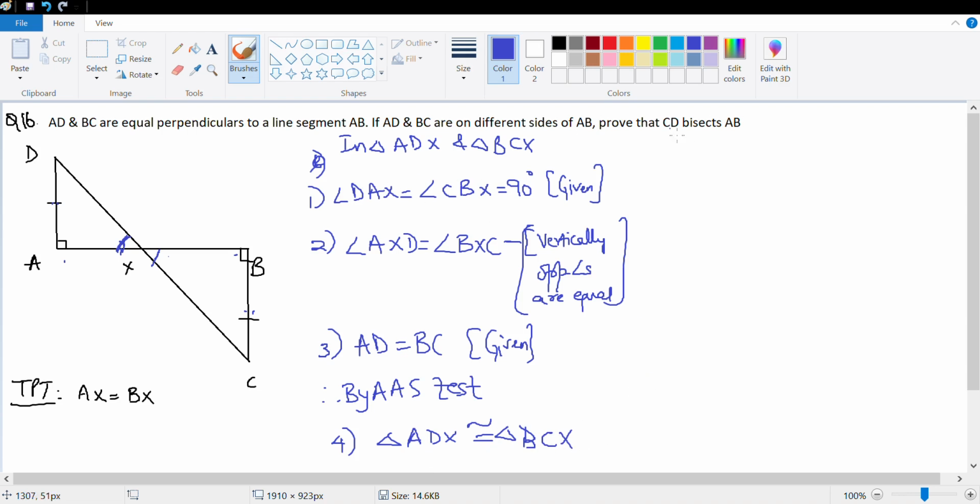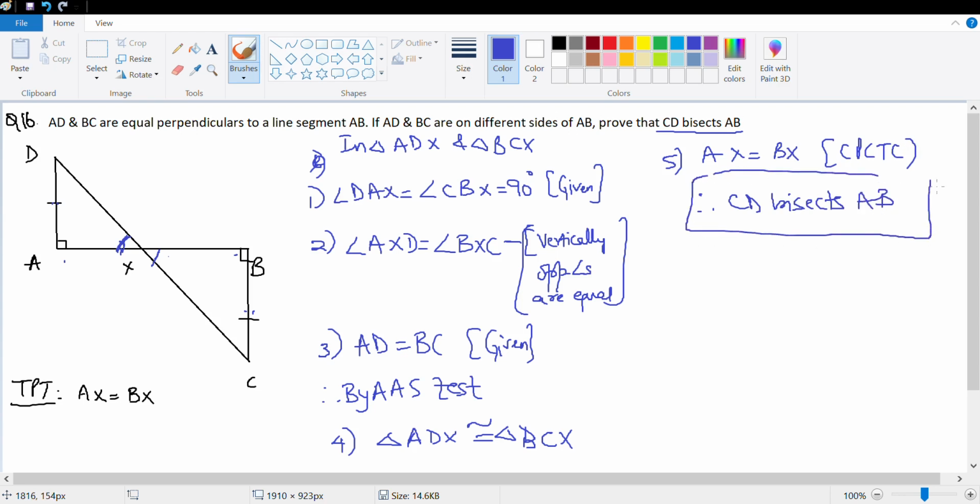What do we have to prove? We need to prove CD bisects AB, which means I have to prove AX and BX are equal. So number 5 would be AX is equal to BX. This is CPCTC. Therefore, CD bisects AB. Done. This is what they wanted us to prove. That's about it. Let's look at the next question.